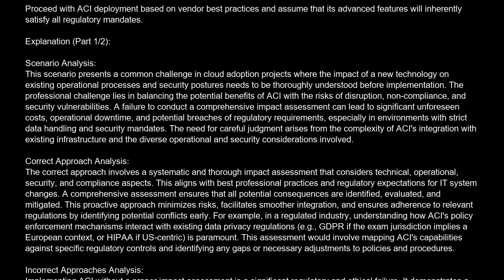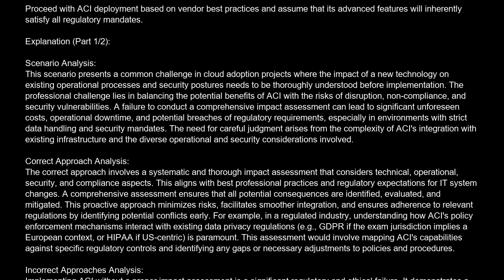The correct answer is D. Proceed with ACI deployment based on vendor best practices and assume that its advanced features will inherently satisfy all regulatory mandates. Explanation. Scenario analysis. This scenario presents a common challenge in cloud adoption projects where the impact of a new technology on existing operational processes and security postures needs to be thoroughly understood before implementation.